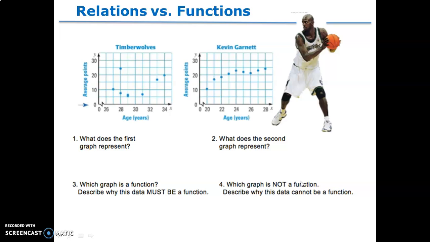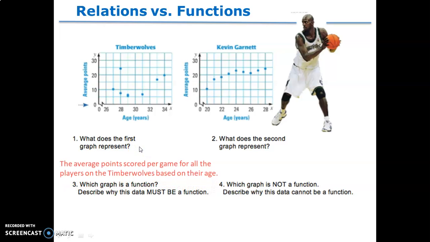Take a look at this one together. Here we have Kevin Garnett, a famous basketball player. He played for the Timberwolves team at one time. So this graph shows a bunch of Timberwolves players, because there's different ages here, and the average points they score per game. This one shows just Kevin Garnett, and at his different ages in his career, the average points he has scored per game. What does the first graph represent?